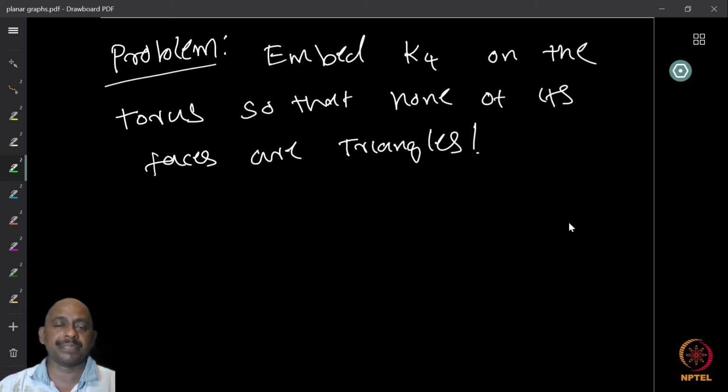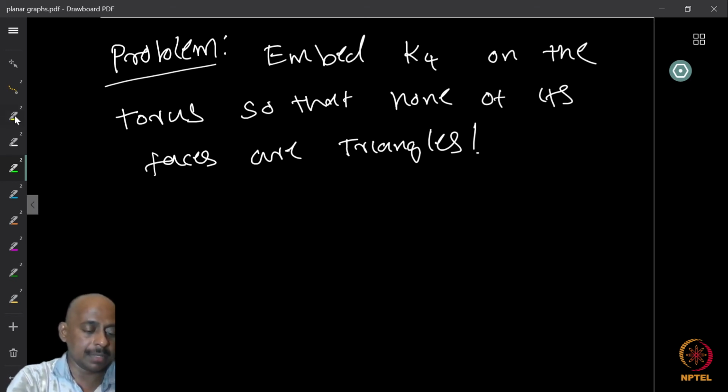Now, you have a homework question: try to embed the complete graph on the torus, okay, so that none of its faces are triangles. Okay? This is just an intellectual exercise. Try to see how you can come up with this. Okay, so what is a torus? Let me try to draw it.